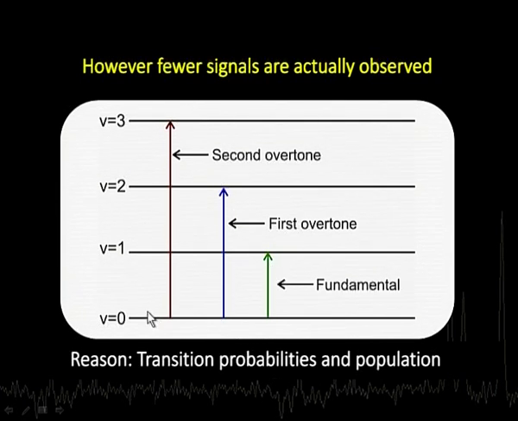All transitions, because this V equal to 1 level is almost non-populated as compared to this one. That means most of the molecules will be in V equal to 0 state, so all the transitions will originate from V equal to 0 state. So 0 to 1, 0 to 2 and 0 to 3 are the predominant transitions which are expected to be observed in a spectrum. So, are we going to observe only 3 signals there?